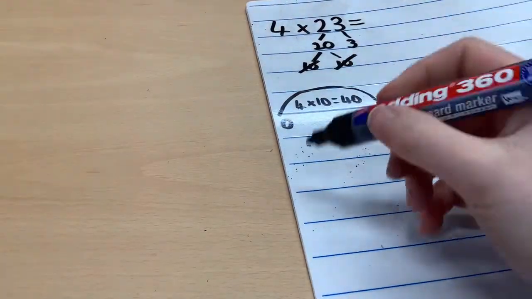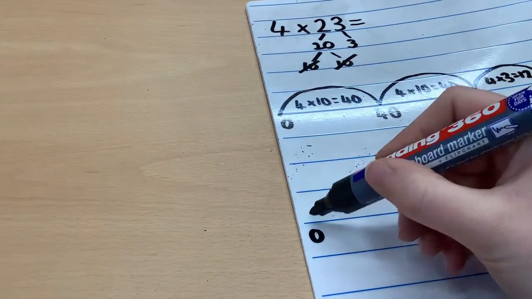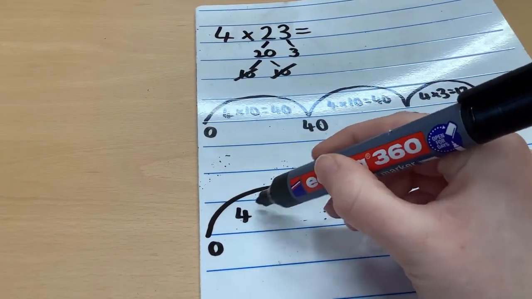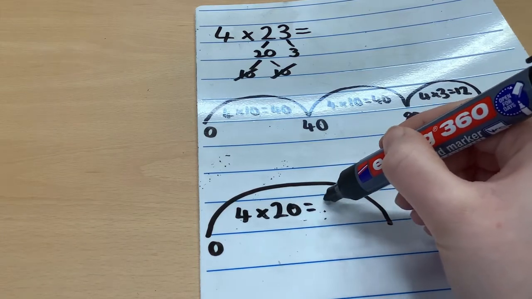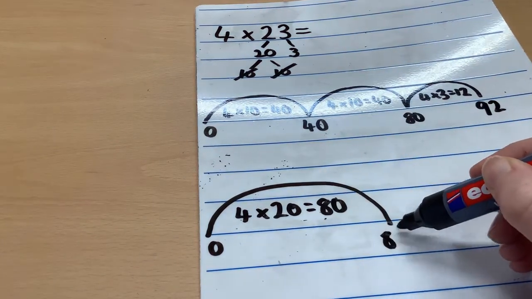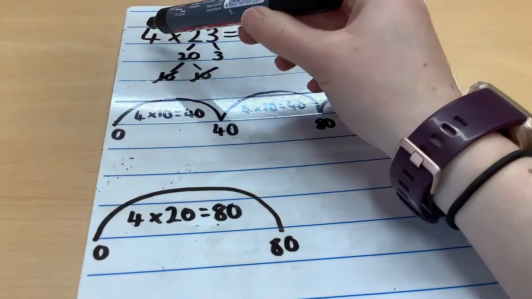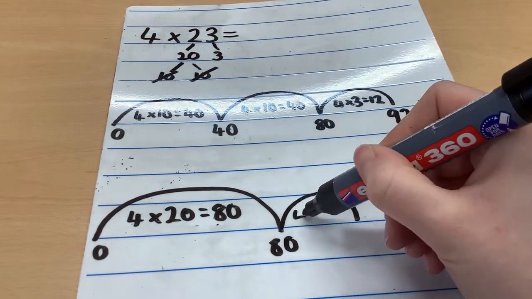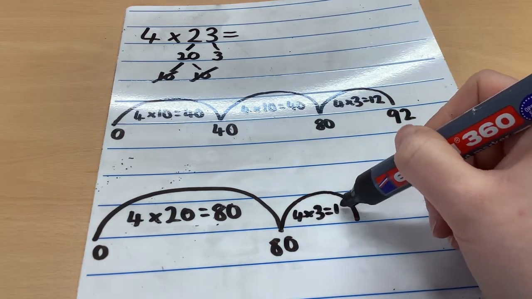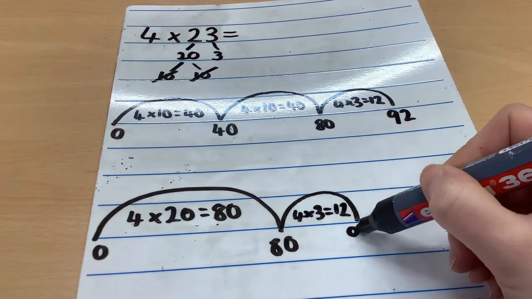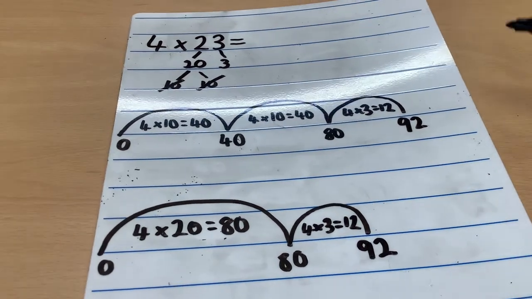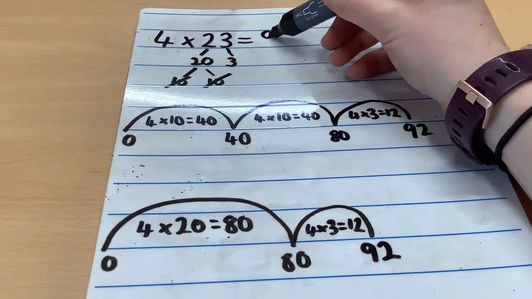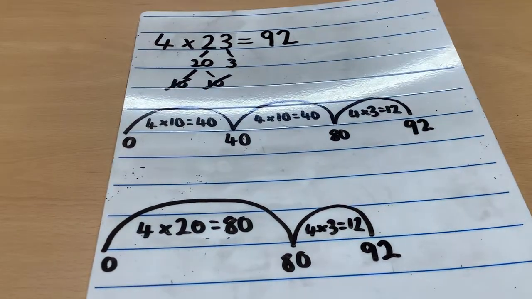Now if you do feel confident doing 4 multiplied by 20, you could do that as a really big jump. 4 multiplied by 20 equals 80. And put that underneath, and then still do the 4 multiplied by 3 as one jump as well. And 80 add 12 is 92. So both times I get the product of 92, so 4 multiplied by 23 has the product of 92.